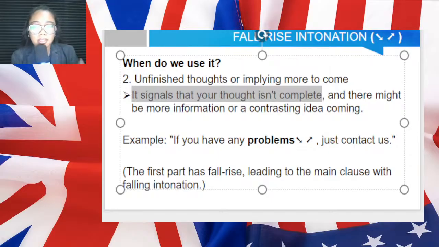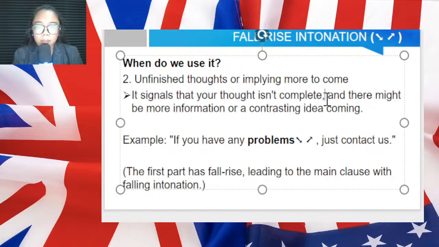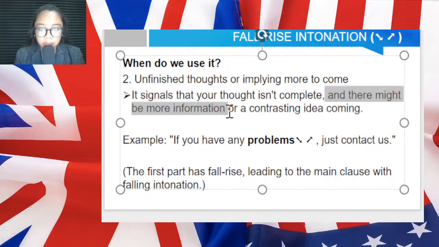So when your voice goes down and then back up on a word, it tells your listener, like, hey, what I just said is not the final point. There's more to this idea, so keep listening. It's like a pause, but a very active one that pulls the listener forward. It keeps them engaged, it keeps them curious about what you're going to say next. Okay? Continuing, and there might be more information.